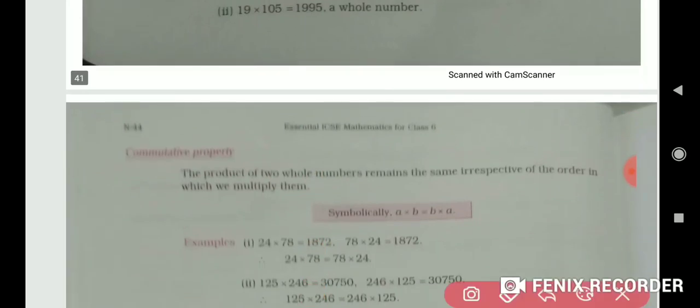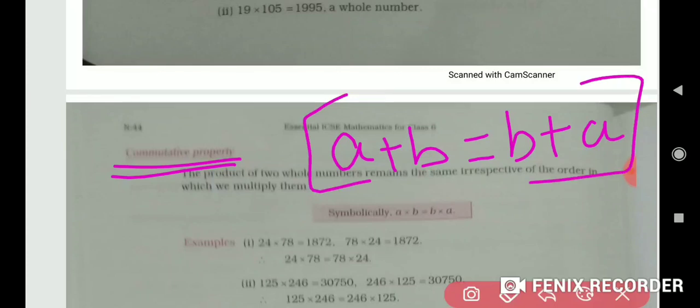Next, commutative property. The same way as we have done in addition. This was the property, yes. But this is the property of addition. For multiplication, what you will do? You will change this sign. A multiply B should be equal to B multiply A. LHS should be equal to RHS because this is the property of multiplication.